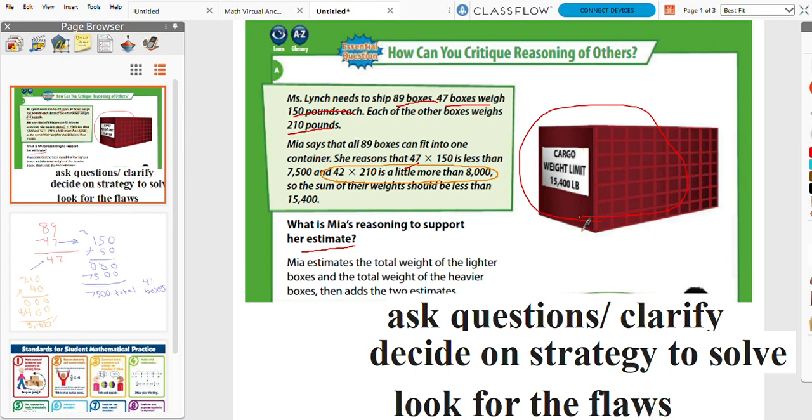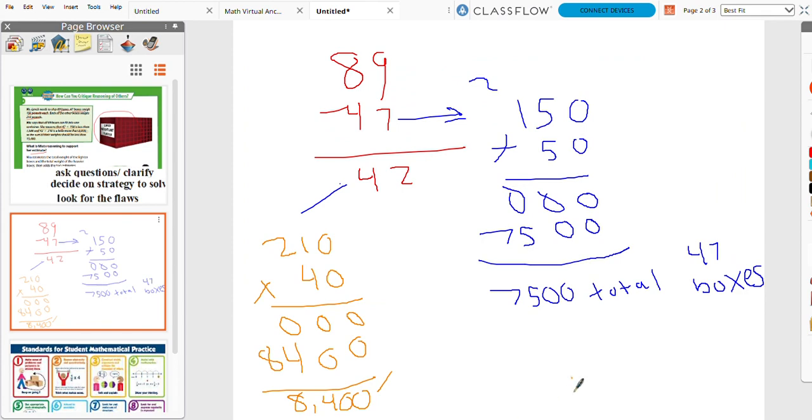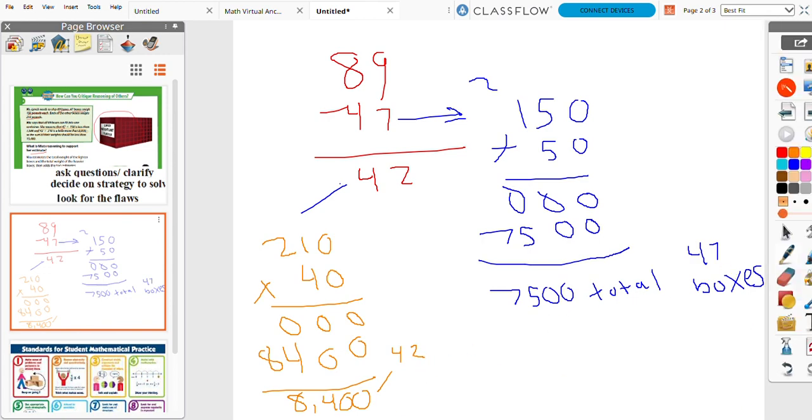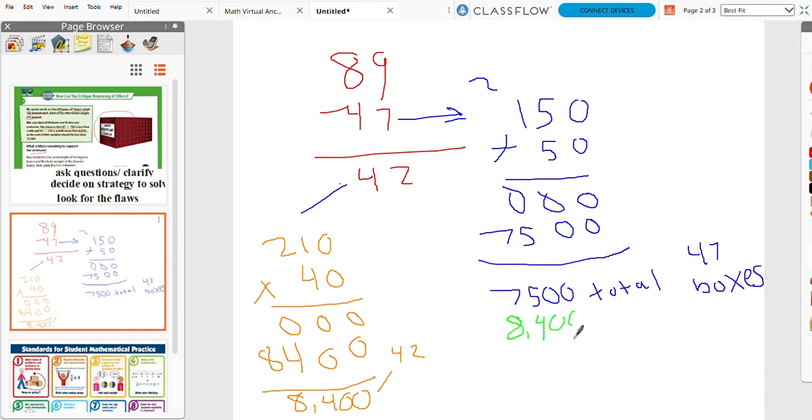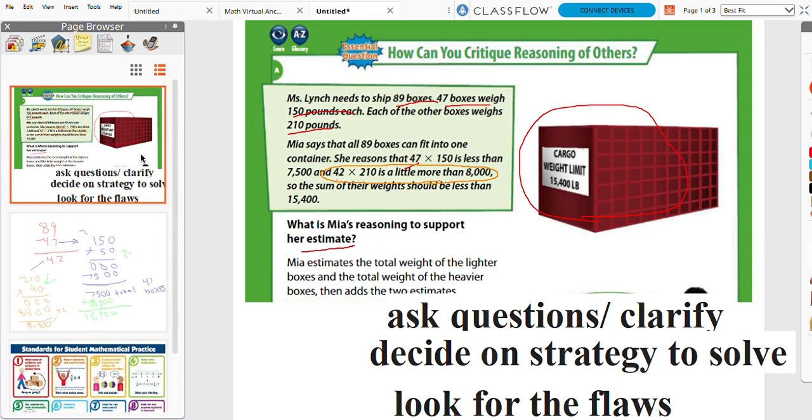So let's see if we can fit it in this 15,400 pound volume crate. So we have our two totals here. Remember, these are the 42 boxes we estimated, and those are the 47. So let's add these two weights together. I'm going to just bring my 8,400 up here. We'll do that in green so you can see it. 8,400. We're adding the two weights together, the total weights for both sets of boxes, the 47 and the 42. We get 0. 5 plus 4 is 9. 8 plus 8 is 15. With us reducing one of the box sets and increasing one of the box sets, not by much, we got 15,900, compared to 15,400. It looks like they will not fit.